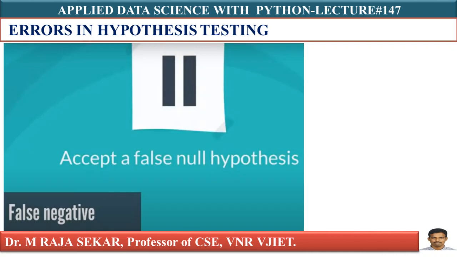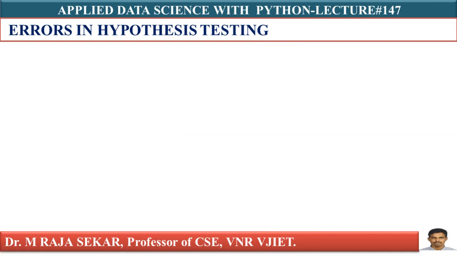Type 2 error. Type 2 error is when you accept a false null hypothesis. This you must understand. If the null hypothesis is false, you must not accept it. But if you are accepting a false null hypothesis, that is type 2 error. This is also known as false negative. I will repeat, type 2 error is when you accept a false null hypothesis.